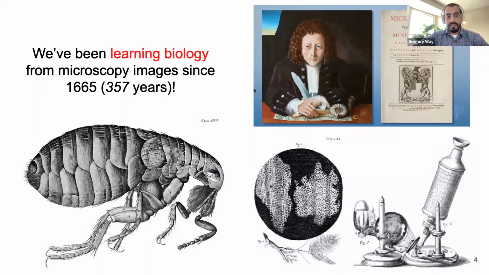He was the first person to focus a microscope onto living creatures, and he saw these things that he thought looked like the cells that monks would live in a monastery, and that's where cells get their name. So we've been learning biology from microscopy images since Robert Hooke in 1665, over 350 years ago.